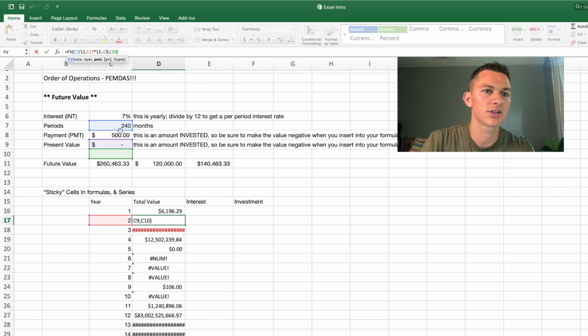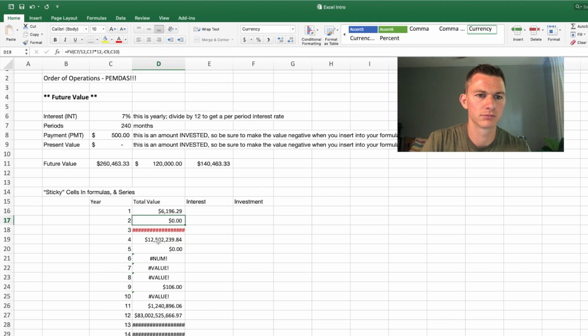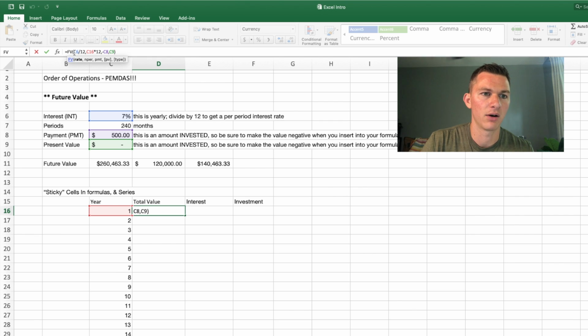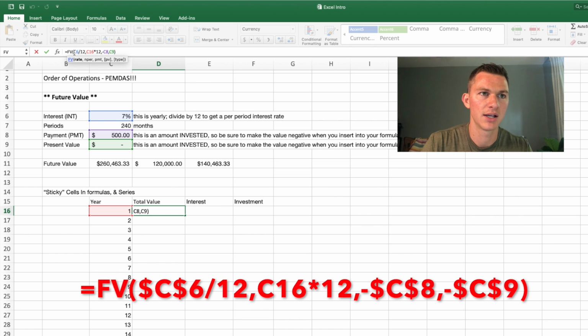So in order to make this work, we make these sticky. So I'm going to undo, go back here, go into my function box. Now, which ones do I want to stick? I want percentage to stick, so blue. So I'm going to put a $ sign in front of the column C, $C. I'm going to put a $ sign in front of the row 6. So now I have $C$6. This is going to stick now.